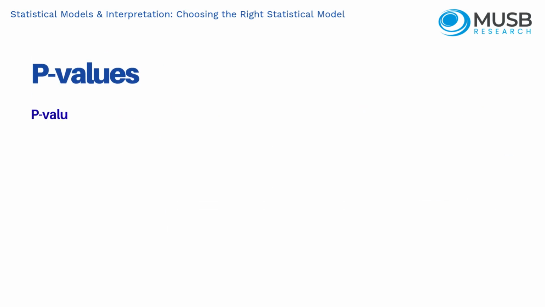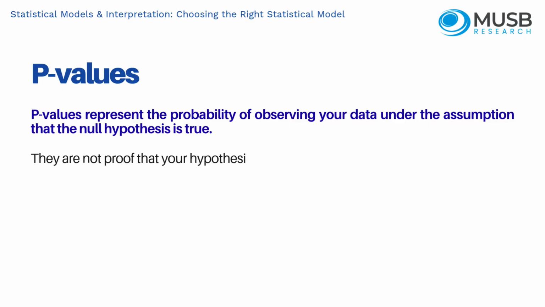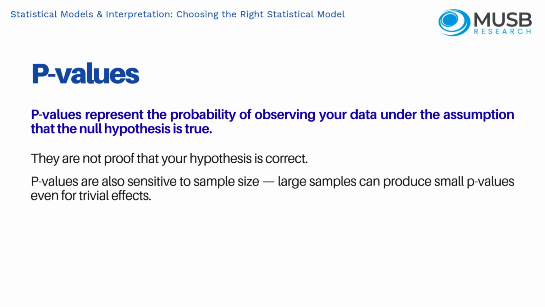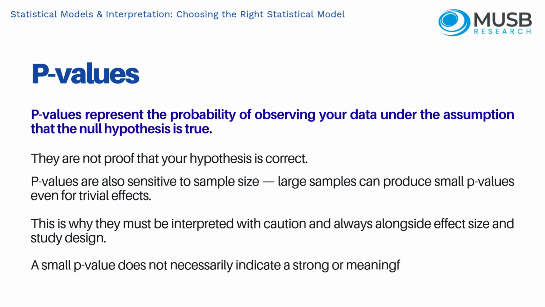P-values. P-values represent the probability of observing your data under the assumption that the null hypothesis is true. They are not proof that your hypothesis is correct. P-values are also sensitive to sample size. Large samples can produce small p-values even for trivial effects. This is why they must be interpreted with caution and always alongside effect size and study design. A small p-value does not necessarily indicate a strong or meaningful effect.